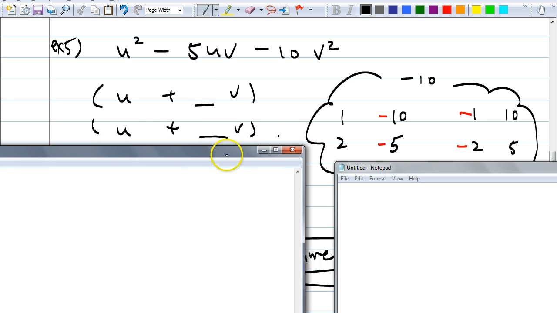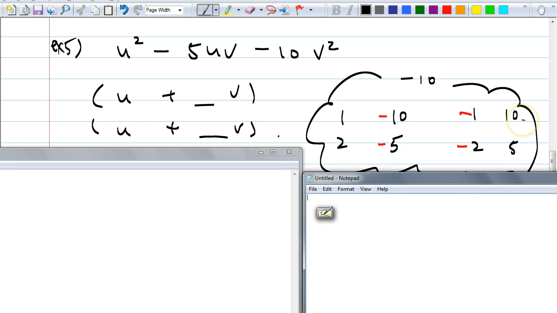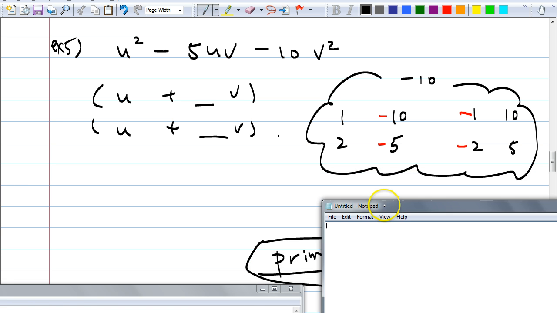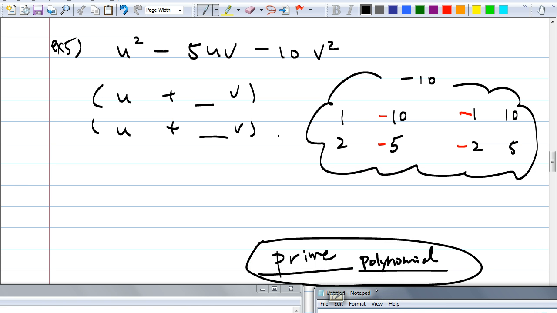Now, anybody know why I wrote down all four possibilities for this one? Yeah, Samuel? Yeah, none of these work, does it? Did anybody find two numbers that will work for this? No, none of these work, does it? Guess what? That means this trinomial is what? Prime. So you need to write down prime trinomial. Don't just write prime, because when you write prime, it could mean a prime number. We're talking about a trinomial that is prime. So you need to write prime trinomial or prime polynomial.